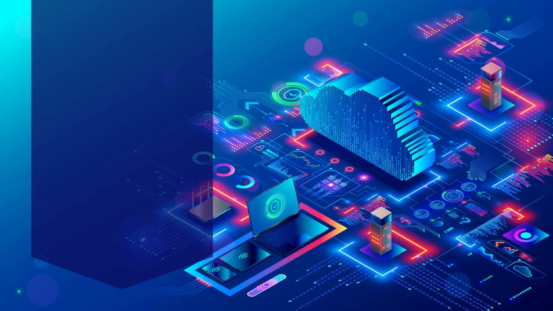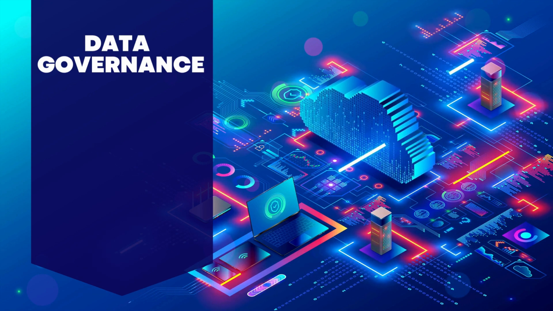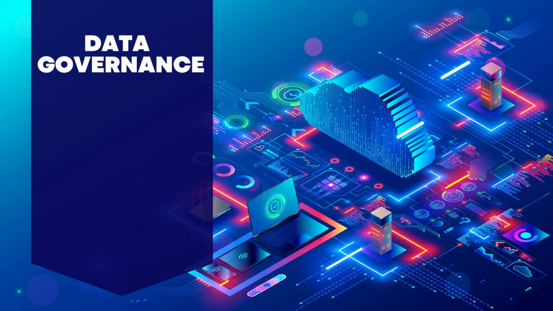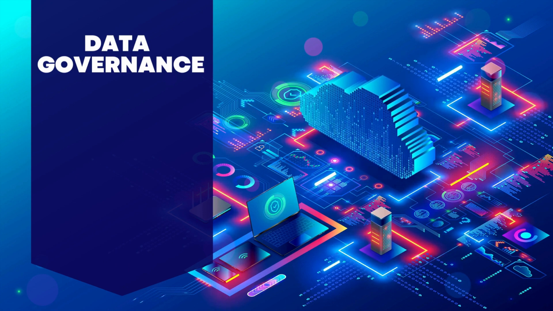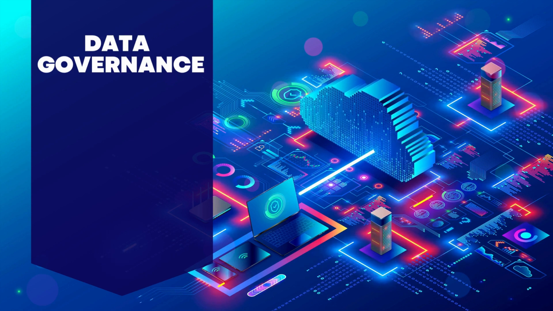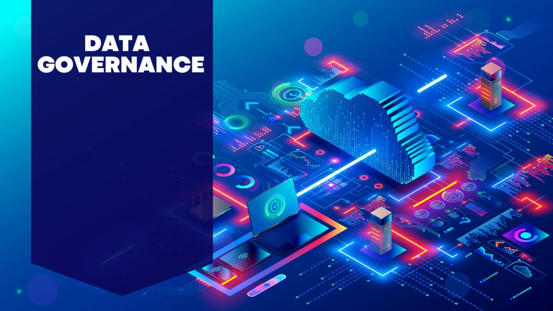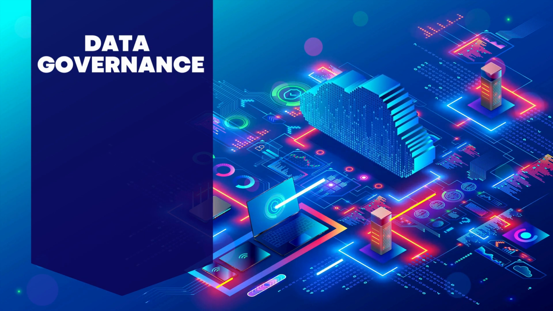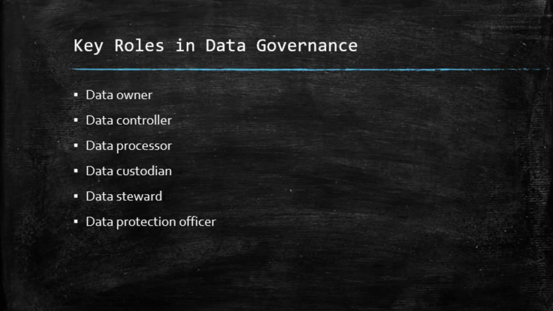So then we have data governance. Data governance is similar to IT security governance. It specifies who has the authority to make decisions about data management within an organization. Effective data governance programs include several key roles to ensure proper management and oversight of data. Then we have a list of roles, so let's break down these roles.